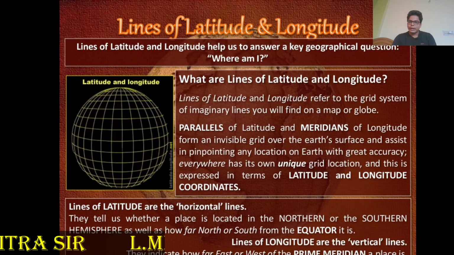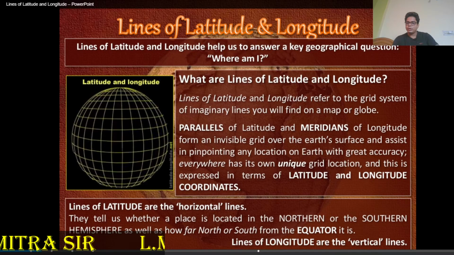The lines of latitude are the horizontal lines, and they tell us whether a place is located in the northern or the southern hemisphere. One by one we have to discuss this. The northern and southern hemispheres are defined on the basis of the equator. All the latitudes drawn at every 1 degree number 90 in the northern hemisphere and 90 in the southern hemisphere.